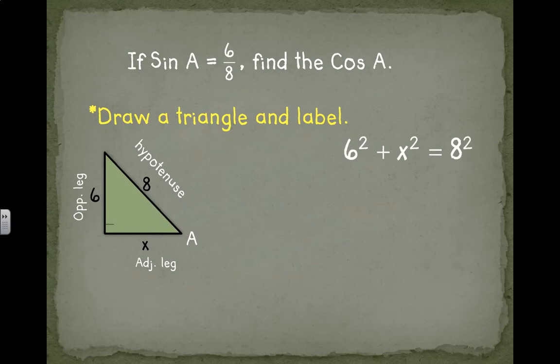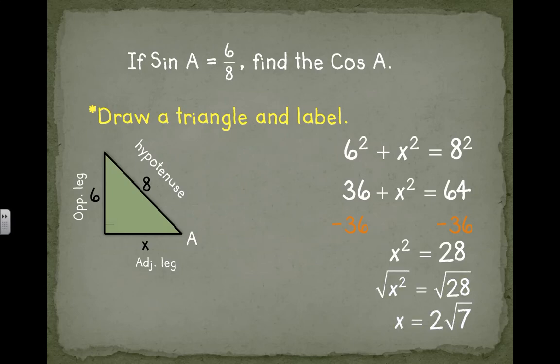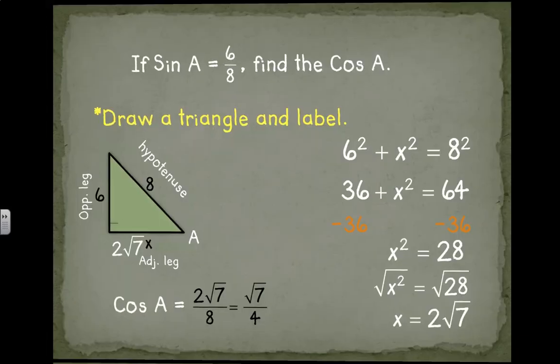And so we're going to set up 6 squared plus x squared equals 8 squared, and solve for the leg by subtracting 36. You get x squared is 28, take the square root of that, and x is 2 radical 7. So setting up your cosine ratio, remember that the cosine ratio is adjacent leg over hypotenuse, so 2 radical 7 over 8, and simplify that to be radical 7 over 4.